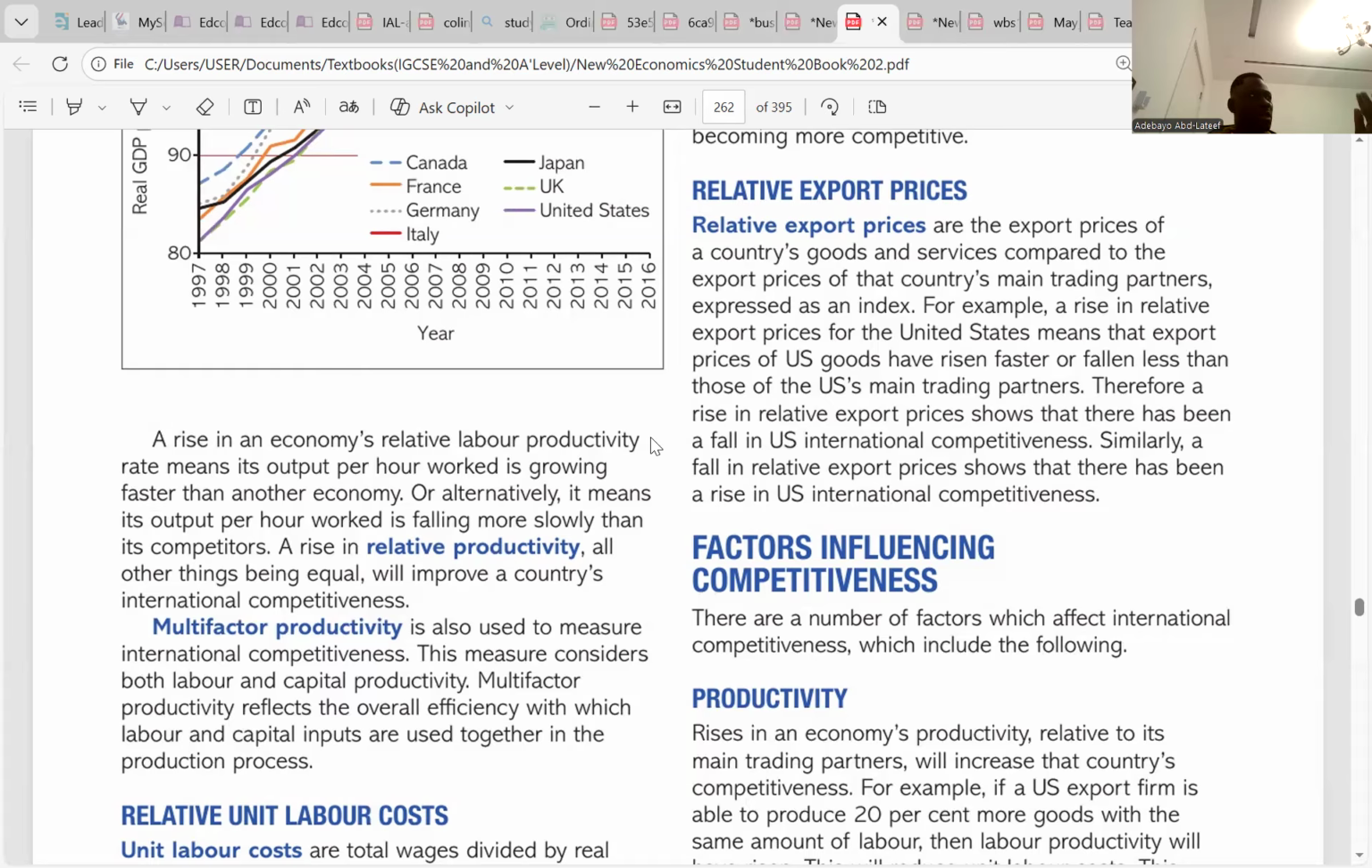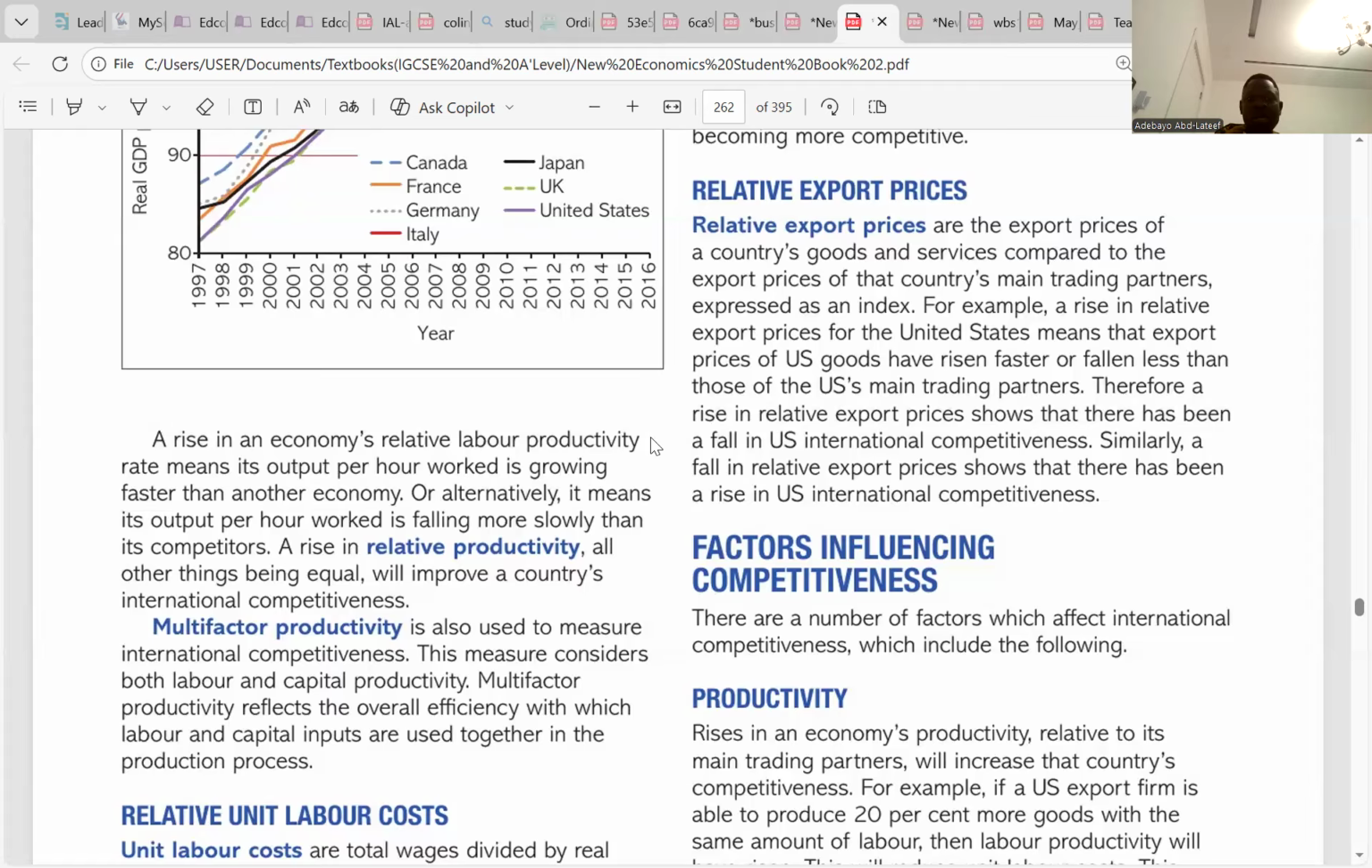So in other countries, labor productivity is falling drastically. But during a recession, it's expected that labor productivity falls. How much more it falls depends on each economy and maybe the measures they put in place. So that's why they said here, or alternatively, it means its output per hour worked is falling more slowly than its competitors'. So either your labor productivity rate is increasing faster than your competitors', or your competitors' is getting drastically slower compared to how slow yours is.